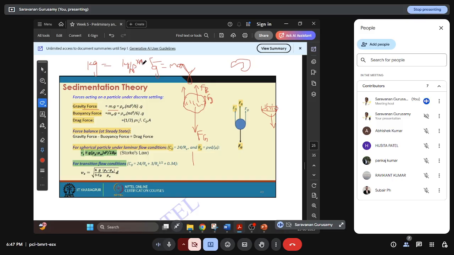You will get the mass, right? So meter cube is the volume. Kg per meter cube will be density. So density of the particle into volume of the particle. Pi d cube by 6 will be the volume of the spherical particle, into g.